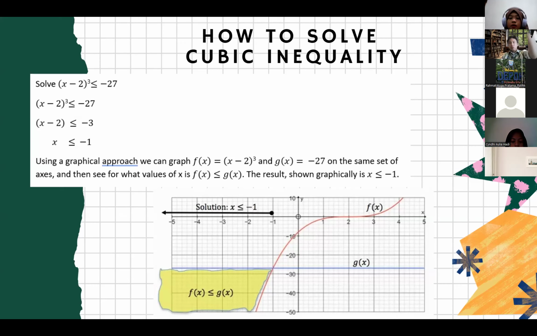By using a graphical approach, we can graph the function f(x) equal to open brackets 2 subtracted from x close bracket cubed and g(x) equal to negative 27 on the same set of axes, and then we can see for what values of x the function f(x) is less than or equal to function g(x). So the result you can see in the graph. So the range of the value of x is both under the function because it's using less than or equal to. Okay, next please.